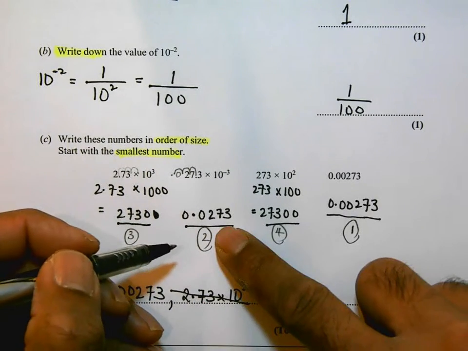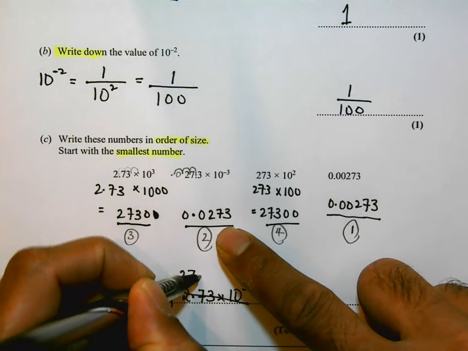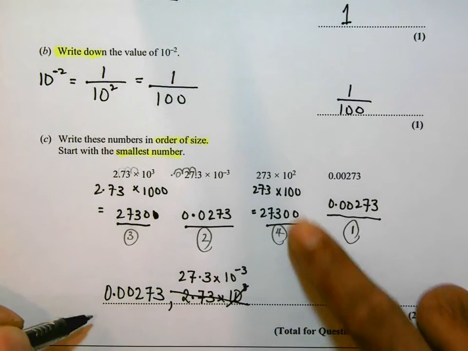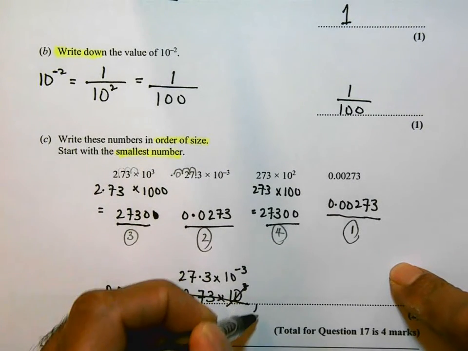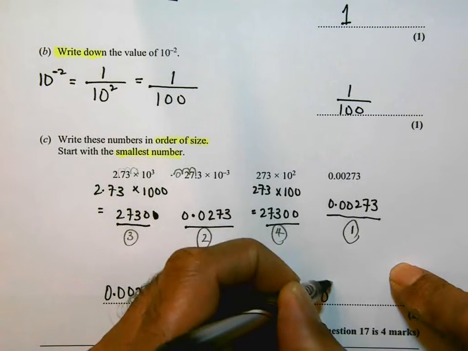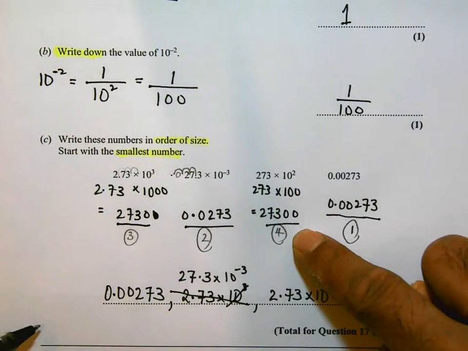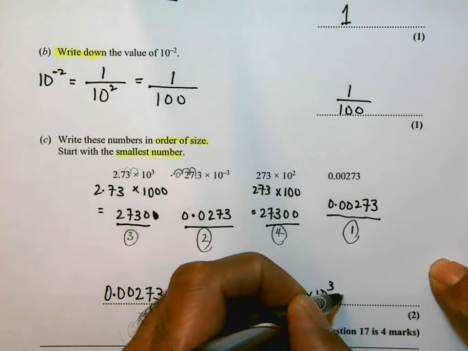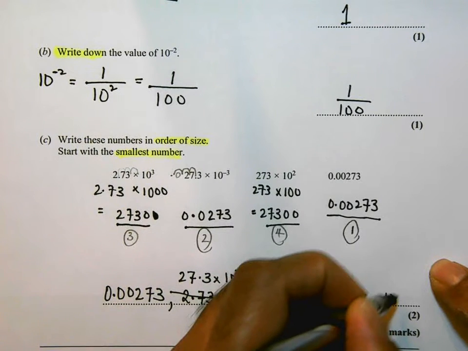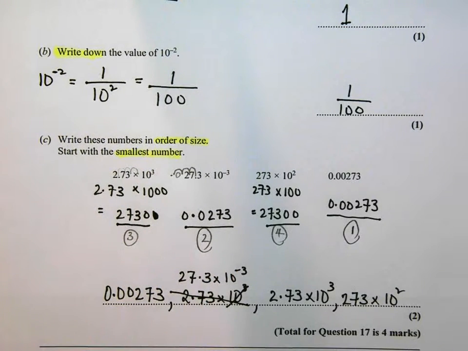Next smallest is this one, 27.3 times 10 to the minus 3. The next one, 2.73 times 10 to the 3. And the largest is this one, which I've labelled number 4, 273 times 10 squared. Okay, now that's pretty straightforward, right? Don't make any careless mistakes. Be mindful about what you're doing. Take your time and make sure you get all 4 marks in a question like this.